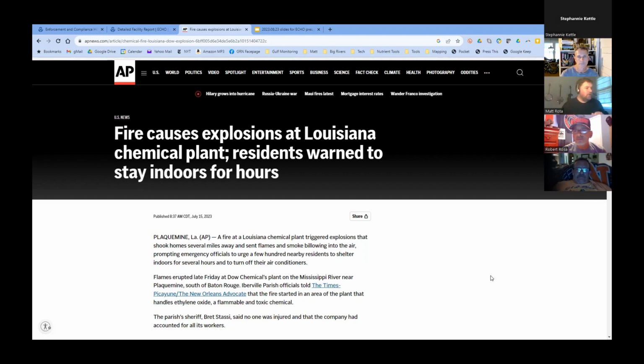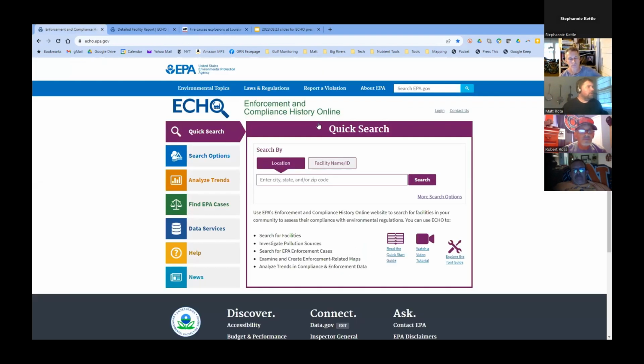So I'm just gonna kind of go through this. About a month ago, there were flames and an explosion at Dow Chemical, which was north of Plaquemine. That's where I got that information from, a news article. So let's take a look.